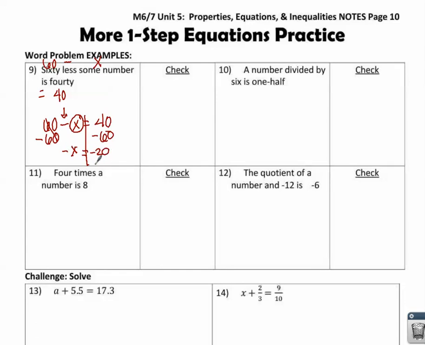I still need to get the x by itself. I still need to move the negative over. Remember, this is considered a -1 times x. You have that invisible coefficient. So divide each side by -1, and you get x equals +20. Circle your answer. Now let's check. 60 minus x, 60 minus 20, which equals 40. That is what we got.